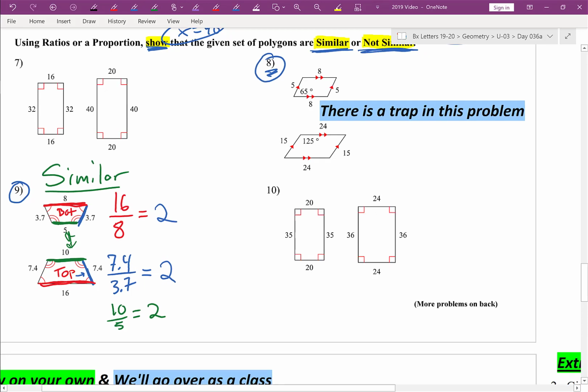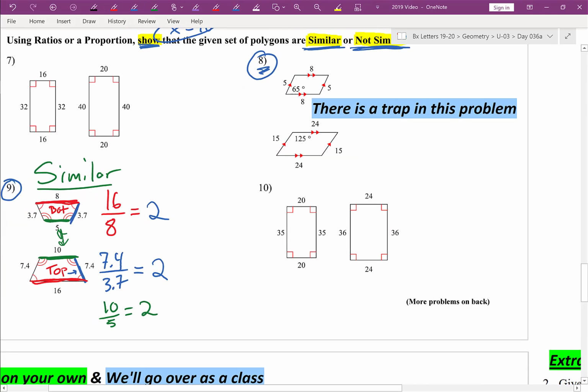Now, number 8 is the trap problem, because if you limit your understanding of this problem to equal ratios, then you're going to get an answer that just isn't correct. You'll have 24 over 8. That's going to give you something. And then you're going to have 15 over 5. And when you look at it this way, you can see that the scale factor is 3.